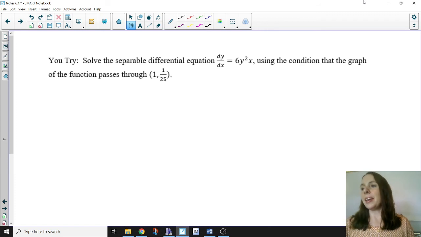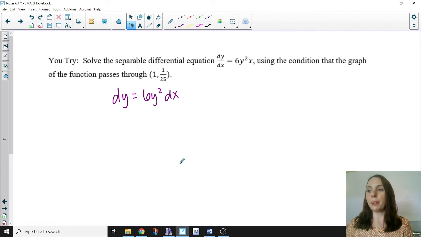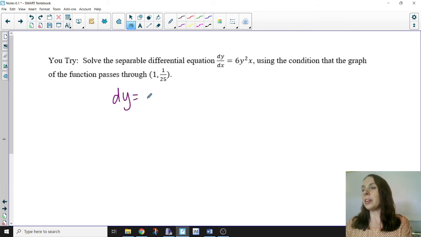So there's a you try, and as usual, if we were in class, I'd probably say try it for yourself. But also, this one is a little bit trickier, so I'm going to go over it with you in detail right now. Okay, the first thing that I suggest is that you multiply the dx over, and let's just make it look like this. dy equals 6y squared dx. Okay, now, oh, I lost my x, sorry. dy, let me try that again, equals 6y squared x, from right there, dx.